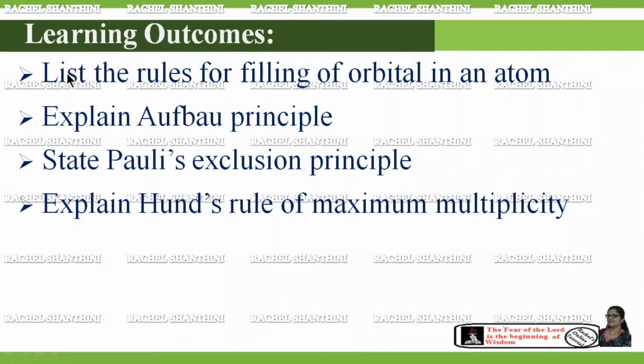Learning outcomes. Students, at the end of this session, you will be able to list the rules of filling of orbitals in an atom and explain Aufbau principle, state Pauli's exclusion principle, and explain Hund's rules of maximum multiplicity.